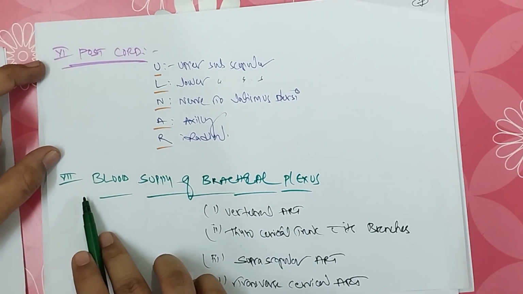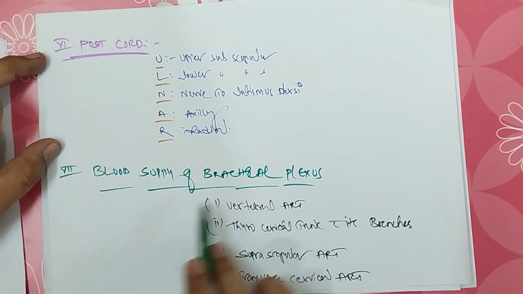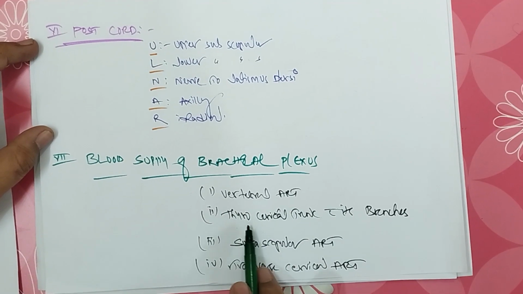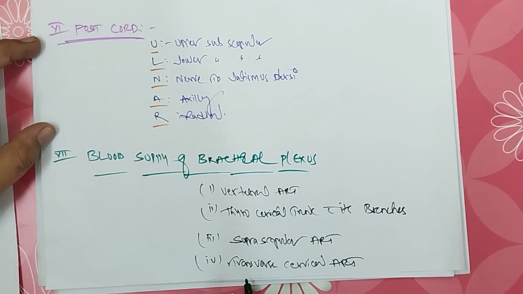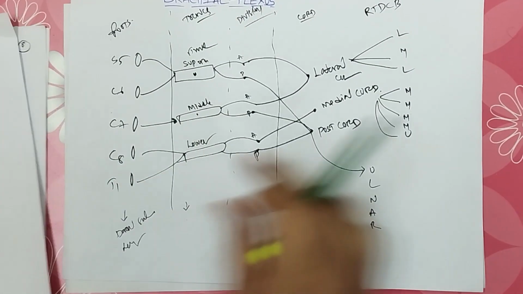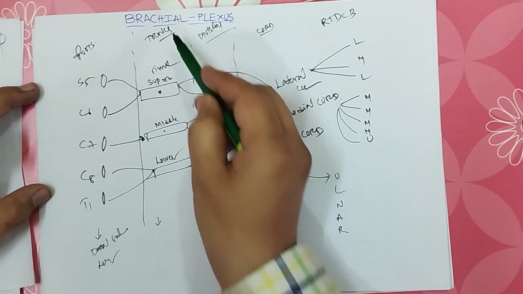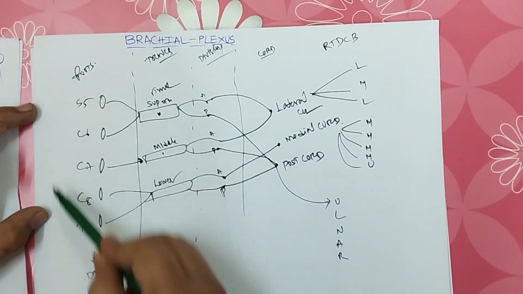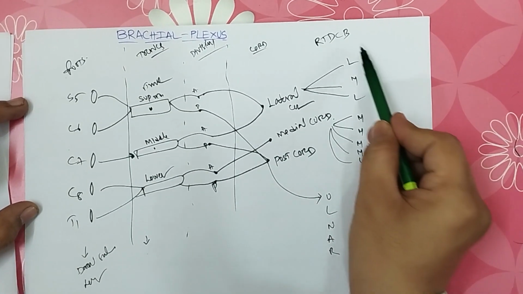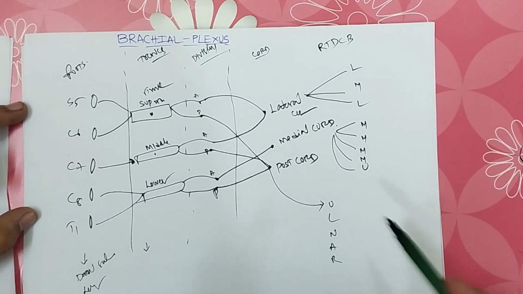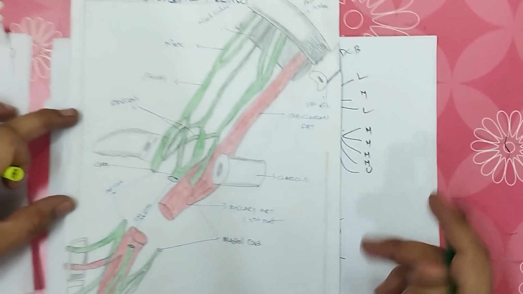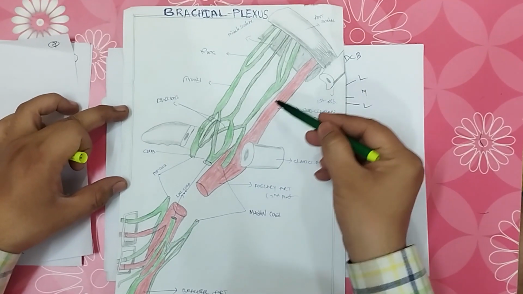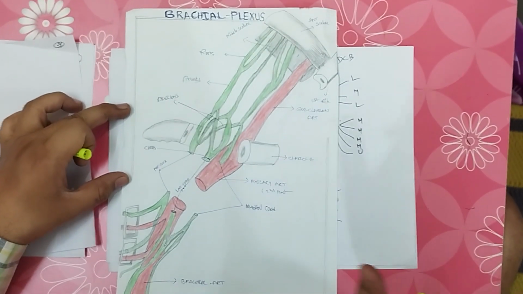Now comes the blood supply of the brachial plexus: the vertebral artery, the thyrocervical trunk and its branches, the suprascapular artery and the transverse cervical artery. Just before that, remember this diagram, which is very important. If you remember this diagram for 30 seconds, it is more than enough to write the whole answer. You can see the easy diagram of the brachial plexus here also. Just see this diagram for 30 seconds.